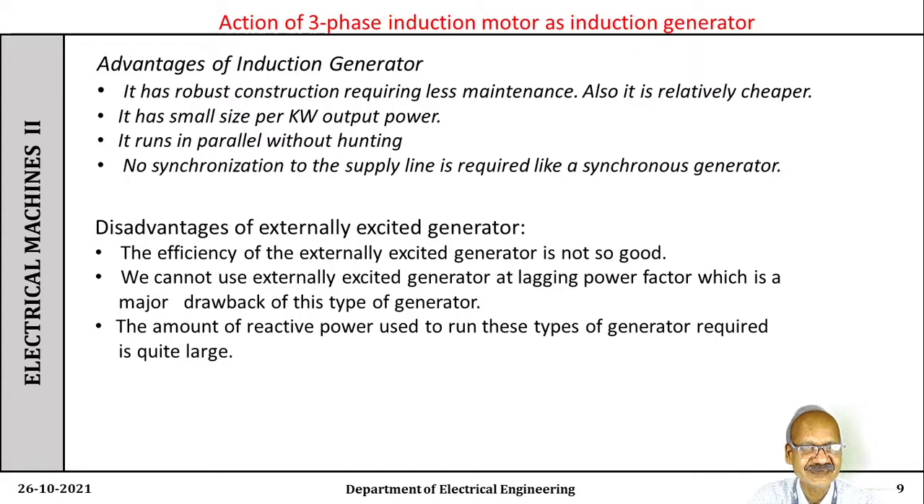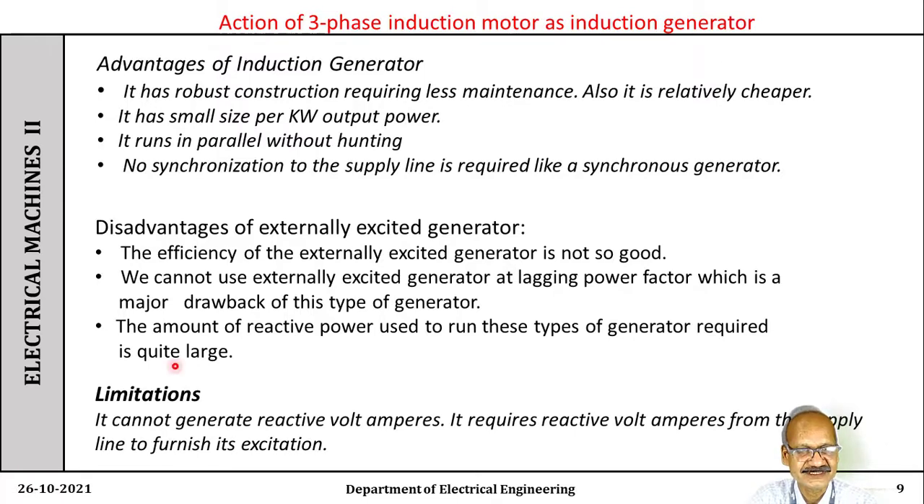Now, what are the disadvantages of externally excited generator? The efficiency of externally excited generator is not so good. We cannot use externally excited generator at a lagging power factor, which is a major drawback of this type of generator. The amount of reactive power this type of generator requires is quite large. And what are the limitations? It cannot generate reactive volt ampere, reactive power. It requires reactive volt amperes from the supply lines to produce its own excitation.